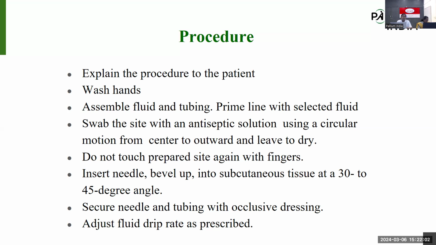And here we are inserting the needle at a 30 to 45 degree angle. And we should secure the needle and tubing with an occlusive dressing also. And then we can adjust the drip rate. Next is one video about the subcutaneous infusion procedure. Let's see and come back.